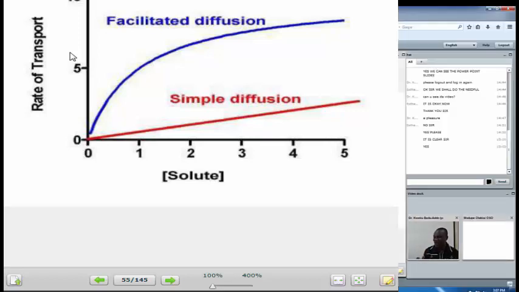So in the facilitated diffusion, there are places on the carrier that would move the substances across the membrane. If the places are saturated, no more particle will be moved across. So the carrier is exhibiting what we call saturation.